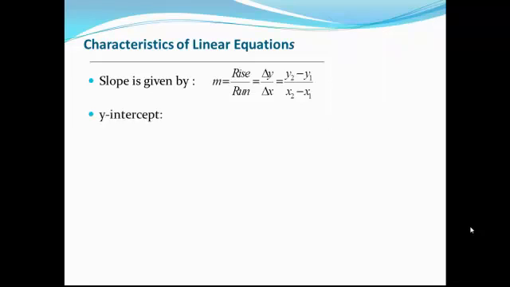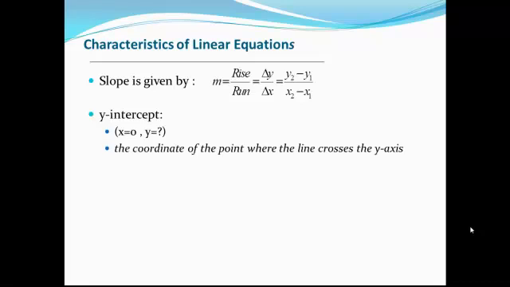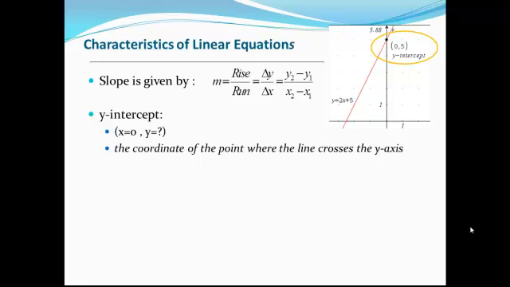The second characteristic we're going to look at is the y-intercept. And the y-intercept is when we set x equal to 0 and have to figure out what y is equal to. And we can see that this is going to be the coordinate of the point where the line crosses the y-axis. And from our example, you can see that our line crosses the y-axis at the point (0, 5).